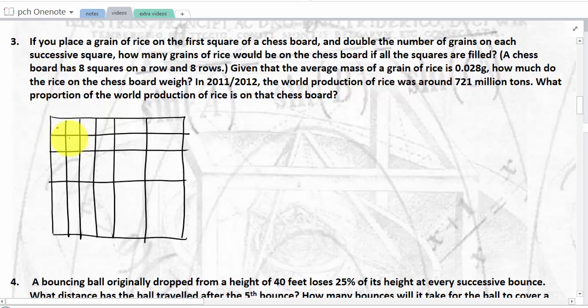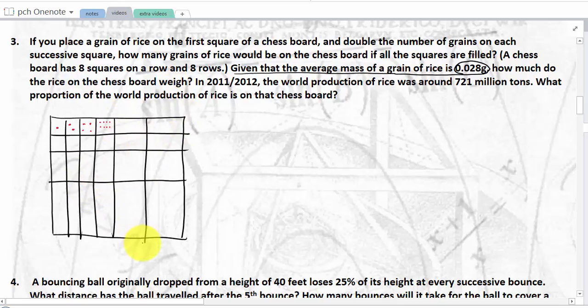You put 1 grain of rice on the first one, and you double your grain of rice. Okay, so 1, 2, 4, and then 8. 1, 2, 3, 4, 5, 6, 7, 8. And then you double 16 on the next one, so on and so forth. So here's a question. Given that the average mass of a grain of rice is 0.028 gram, that's very light, how much do the rice on the chessboard weigh?